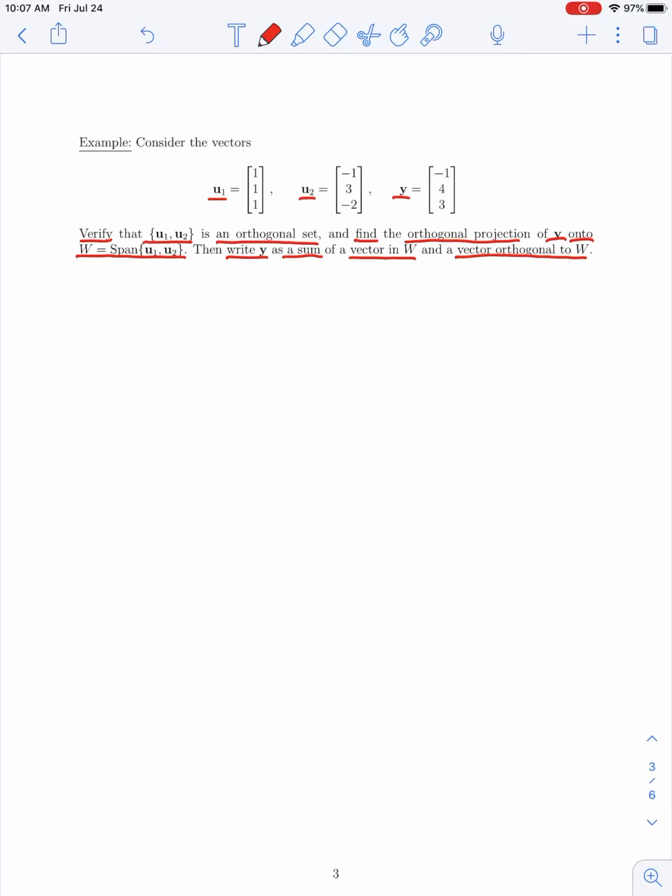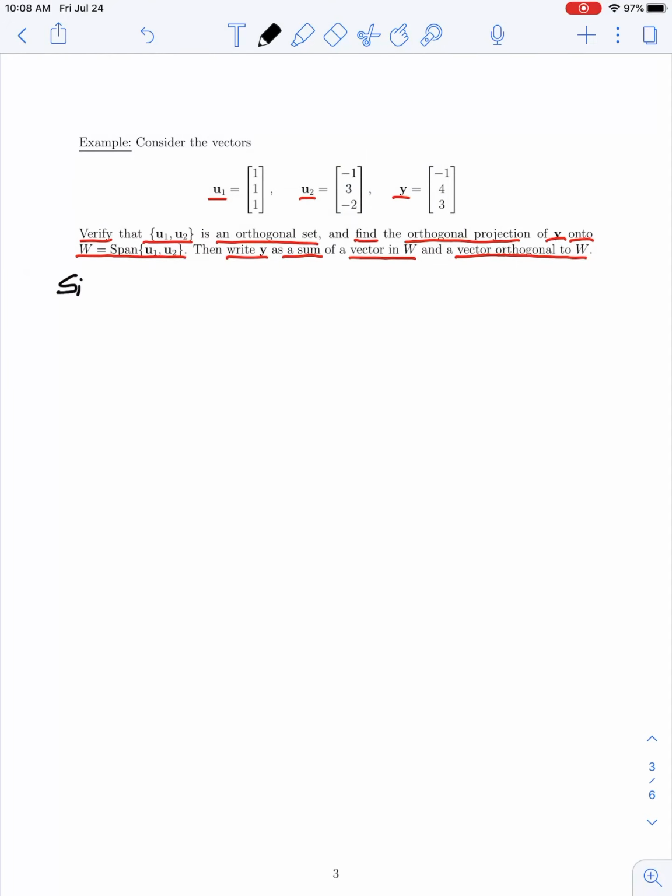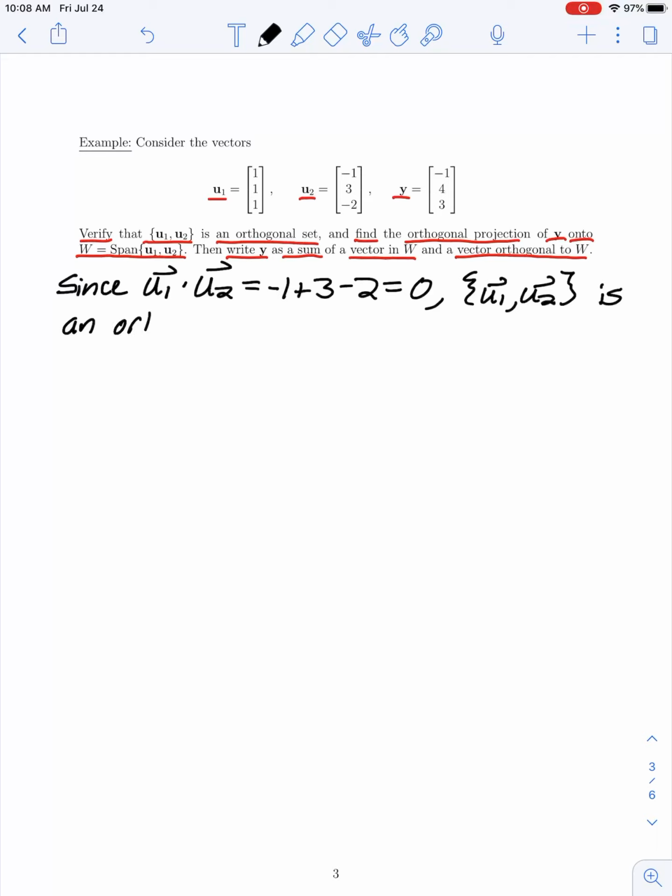Okay. So again, first we need to verify that this is an orthogonal set. So since it consists of only 2 vectors, we only need to consider the dot product of those 2 vectors, u1 and u2, which would be, let's see, negative 1 plus 3 minus 2, which is indeed 0. So the set consisting of the vectors u1 and u2 is an orthogonal set. All right. Now we're supposed to find the orthogonal projection of y onto W.